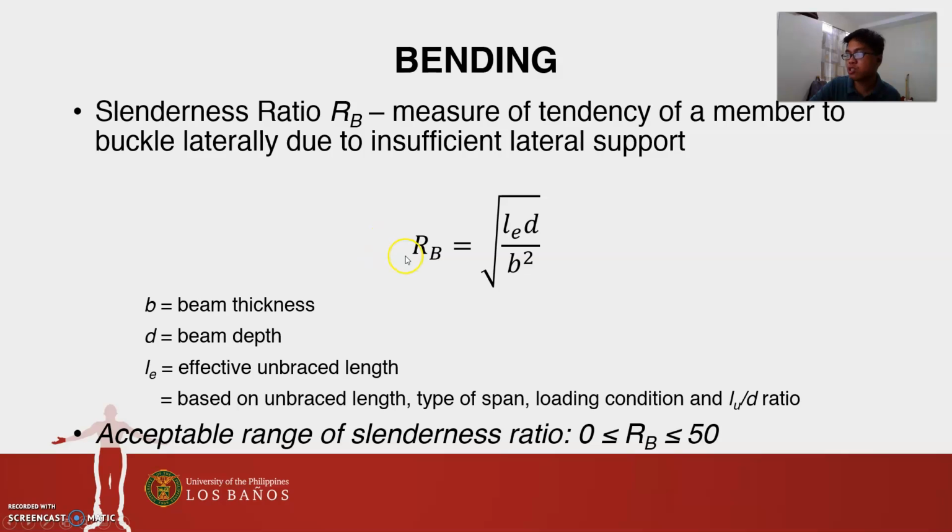Now, RB, or the slenderness ratio, has an acceptable range of 0 to 50. It means that if you have a slenderness ratio of 50, that's very high already, and it's not advisable to design a beam with such a slenderness ratio. Why would that be the case? If our member is so slender that the slenderness ratio reaches 50, that would mean that maybe we're not being efficient in the use of our beam. And so it is good to limit the slenderness ratio to this range. Okay?